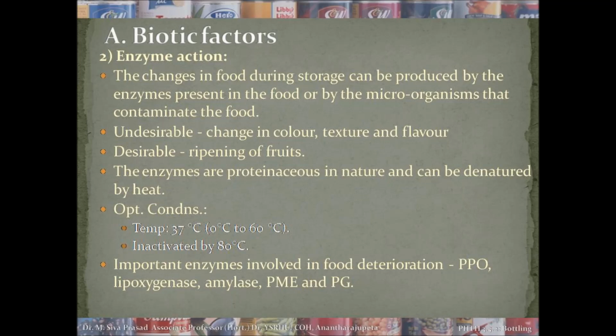But there are certain other desirable changes also, just like in the case of ripening, where some of the enzymes are involved in the production of ethylene, which brings about the ripening process. You studied the biosynthesis of ethylene, wherein certain enzymes are involved in the production of SAM and ACC, and ethylene production from methionine, where different enzymes are involved, which subsequently bring about the changes required for ripening. So those are desirable changes.